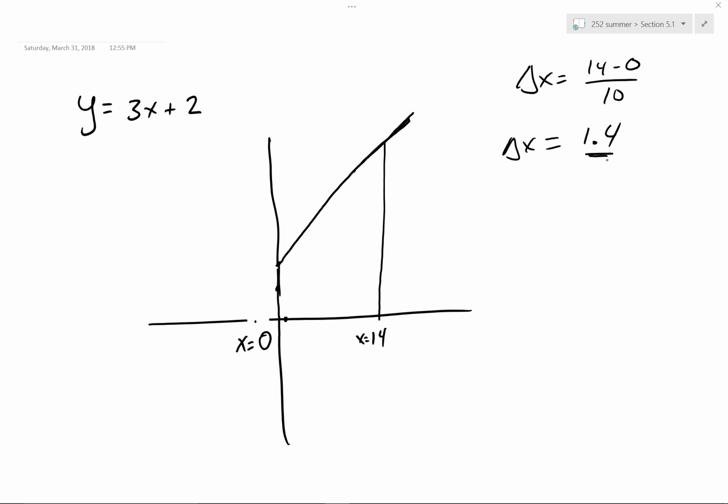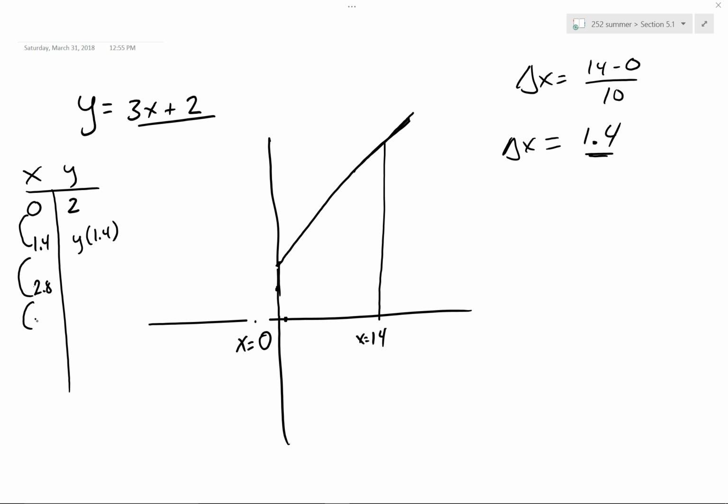1.4. Okay. If you plug 0 in here, of course, you get 2. So if you think about this, in essence, what you're going to have is x's and y's. So the first x will be at 0. Then you're going to go over a delta x. Well, that's going to put you at 1.4. Are you with me? So this is going to be y of 1.4. And then you're going to go over another 1.4, which is going to put you at 2.8. And then another one. And then another one. And so forth, yes? This looks like a job for Excel to me.